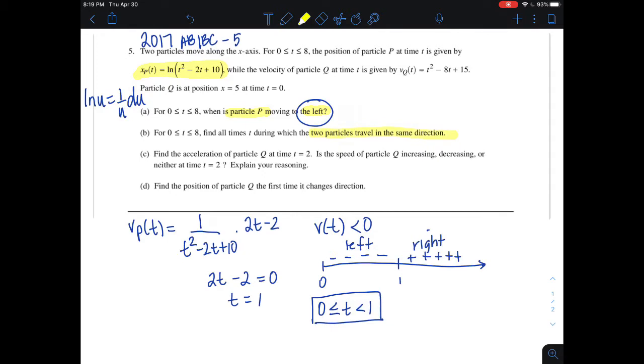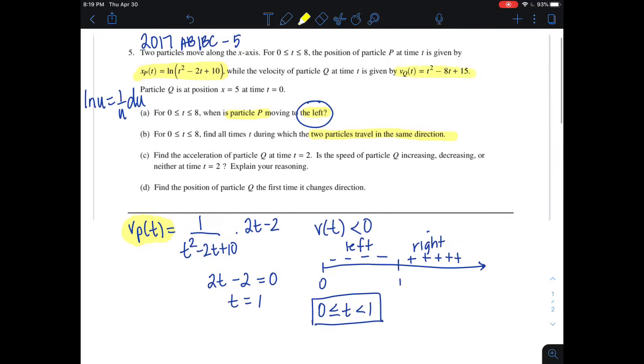Find the times at which the two particles travel in the same direction. So find when this velocity function that you just worked with, and again you made a number line for it, and the other velocity function, are both positive or both negative. Again, you're looking for same direction.